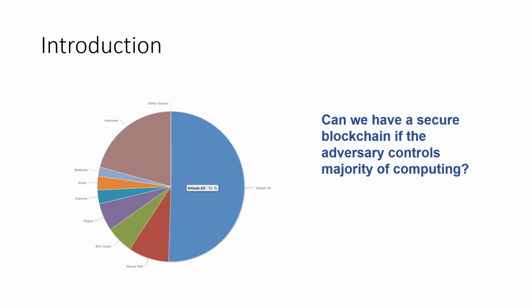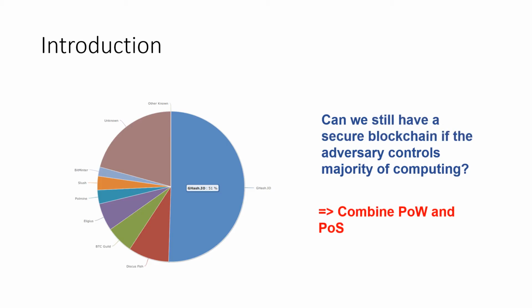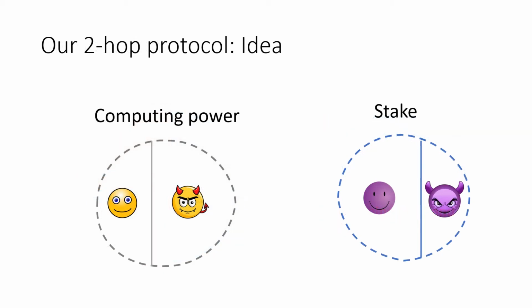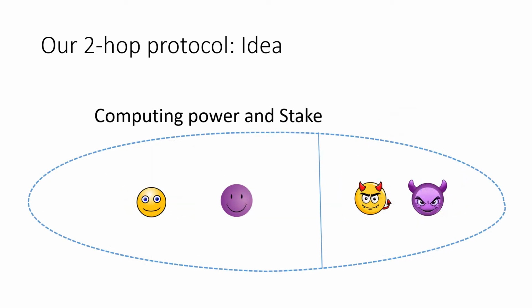We then ask a question: can we have a secure blockchain if the adversary controls the majority of computing power? Our solution is to combine proof of work and proof of stake. The idea is to use stake to protect the system in case the adversary controls the majority of computing power. Here we have two types of resources in our system, computing power and stake. We consider the case where the honest players control less than 50% of computing power, but sufficiently high stake in our system. So collectively, the honest players control the majority of resources.